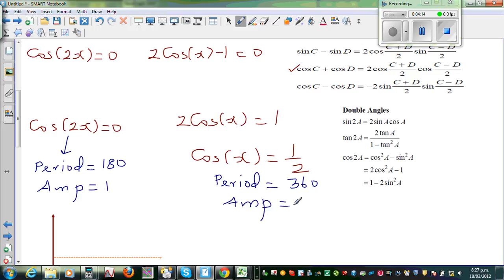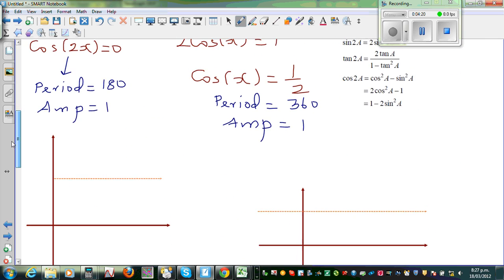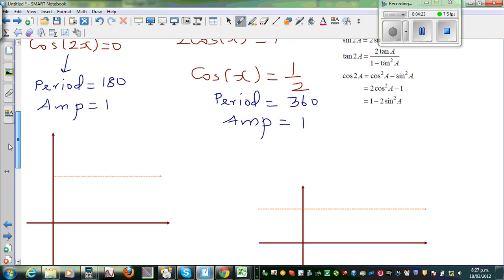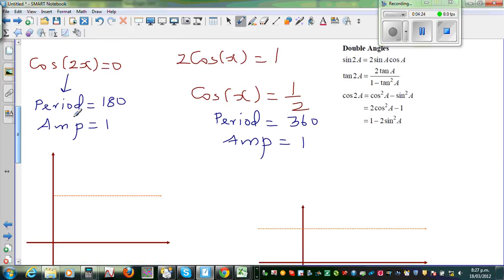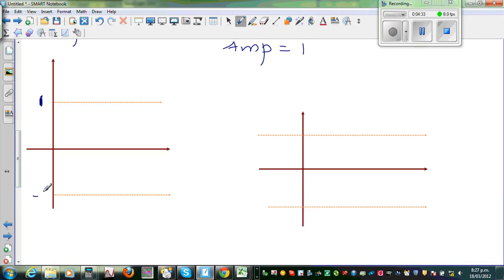So let me draw first. Let us sketch the graph, and we are interested in x values between 0 to 360. But let us graph both the trig equations here. So your maximum is 1. And your minimum is negative 1.